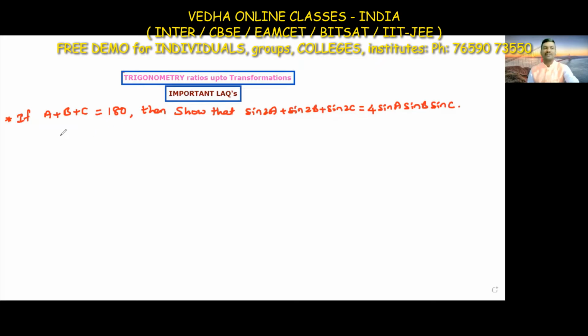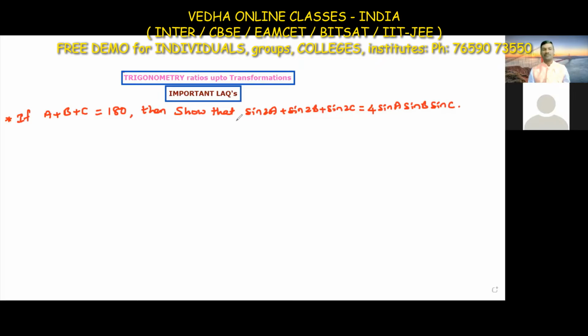Okay, so here is the first question. If A plus B plus C is equal to 180 degrees, that means this is a triangle. In a triangle, A plus B plus C is always equal to 180 degrees. Then show that sine 2A plus sine 2B plus sine 2C is equal to 4 sine A sine B sine C. We have to prove this.